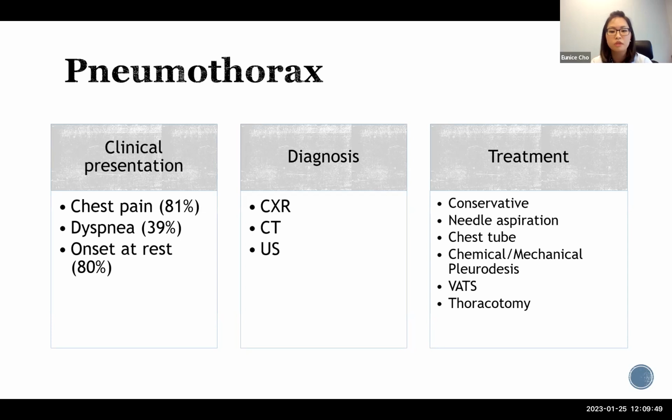And for treatment options, obviously if it's primary spontaneous pneumothorax, then you could just manage conservatively without doing any invasive therapy. So it is just following them with serial chest X-ray to make sure that it gets smaller over time. But other approaches involve needle aspiration, chest tube insertion, as well as chemical and mechanical pleurodesis, and if necessary, involving a thoracic surgeon to do VATS and thoracotomy.